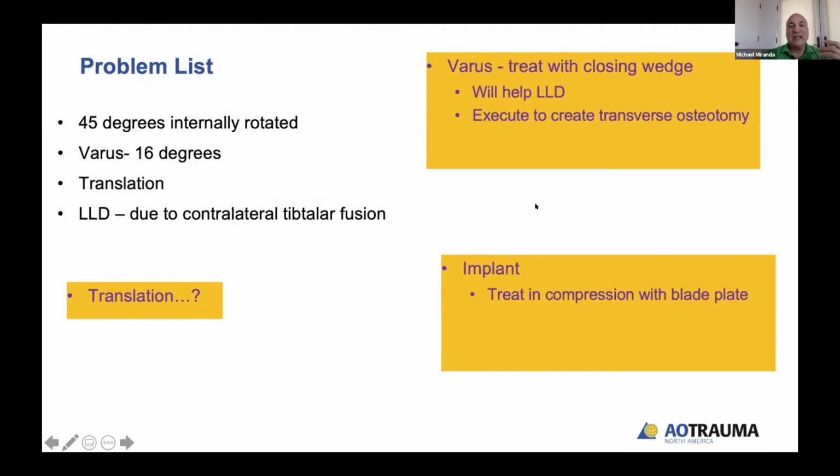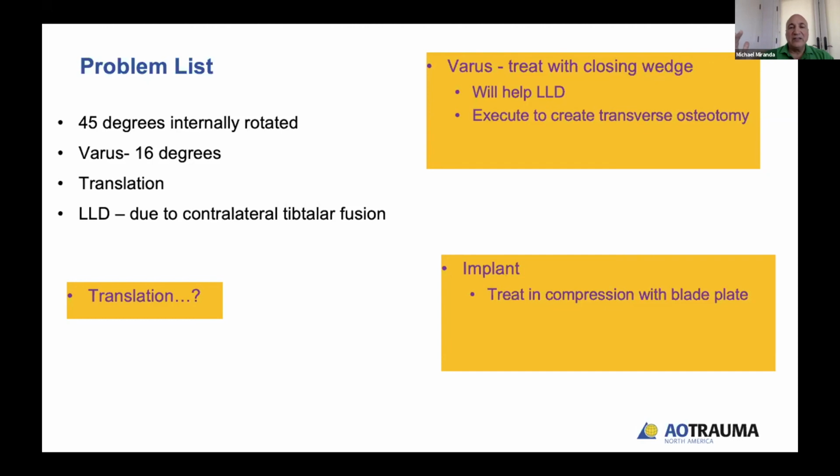So when we start looking at these and trying to correct this, remember we want to create corrections that leave us with a transverse osteotomy so that we can affect the rotation afterwards. If we do a varus closing wedge osteotomy laterally, that's essentially a valgusization osteotomy. This has the potential to lose some height and actually will help the leg length discrepancy on our contralateral side. And it'll also leave us with a transverse osteotomy.